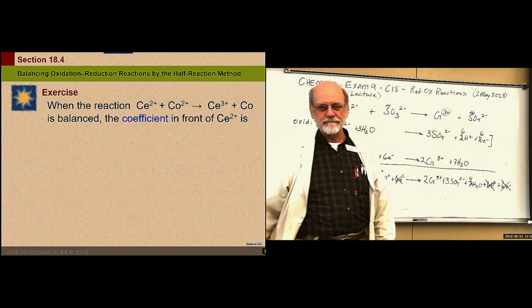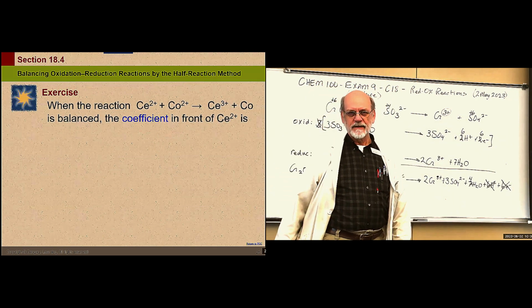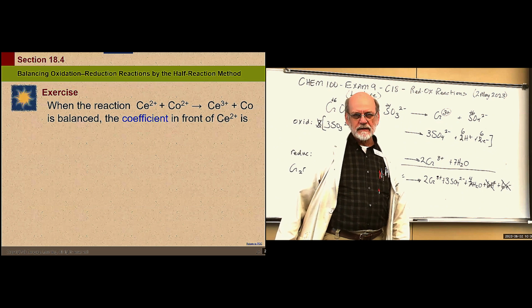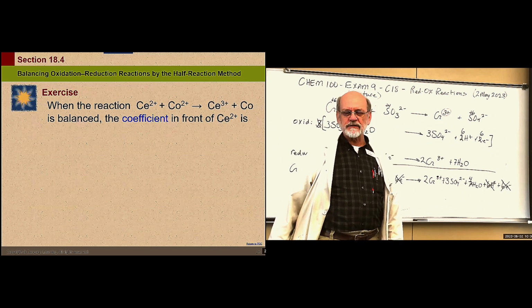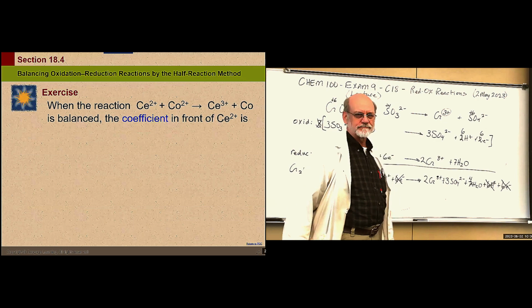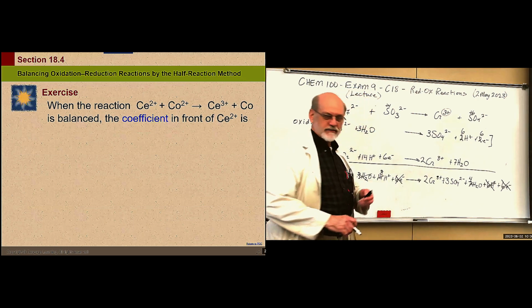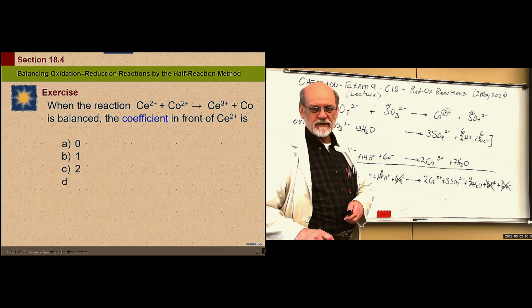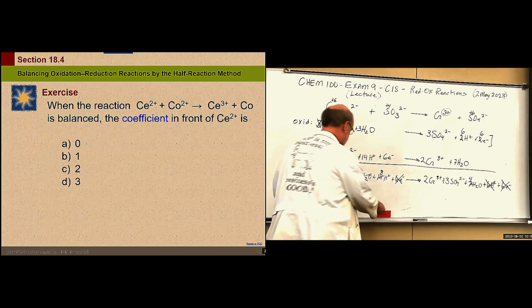All right. How about this one? When this reaction is balanced, the coefficient in front of the cerium 2 plus is what? Let's see. We have a selection.